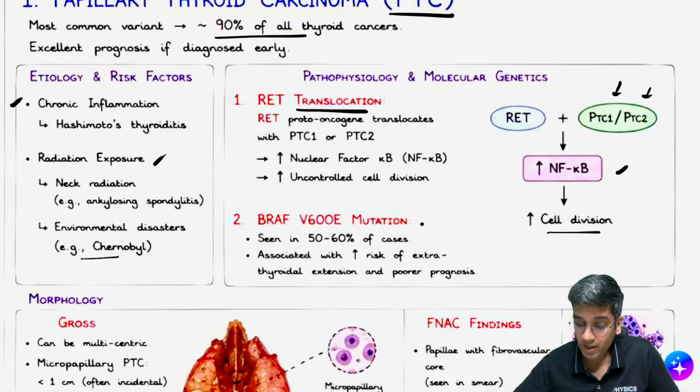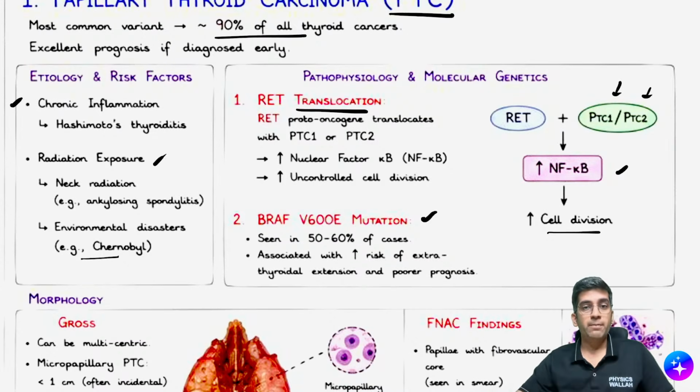At the same time, I also have one more important mutation, BRAF V600E. Though that's not greatly useful in papillary carcinoma thyroid diagnosis, of late we have started testing for it and applying it because we have a targeted therapy.